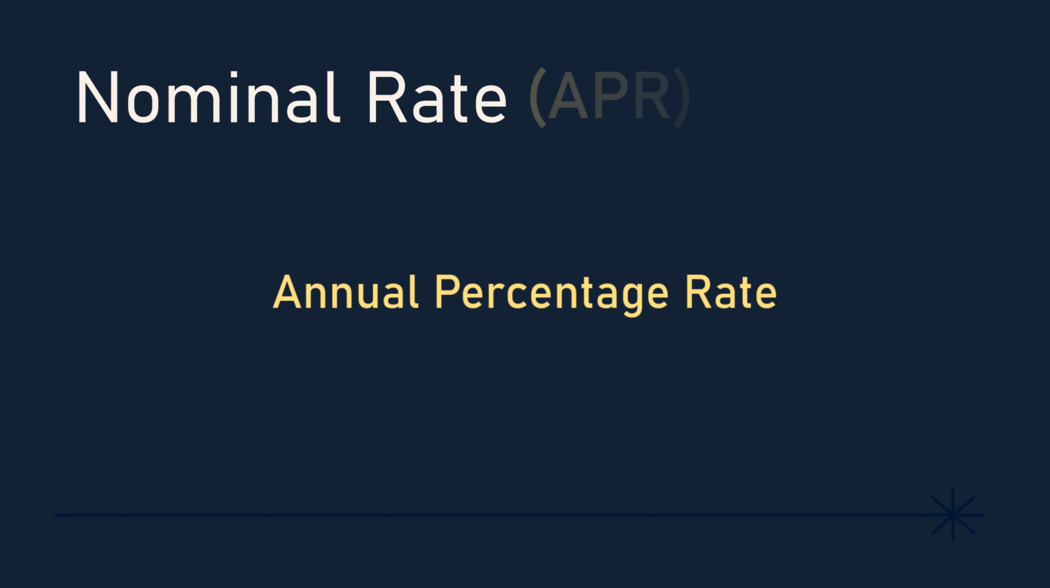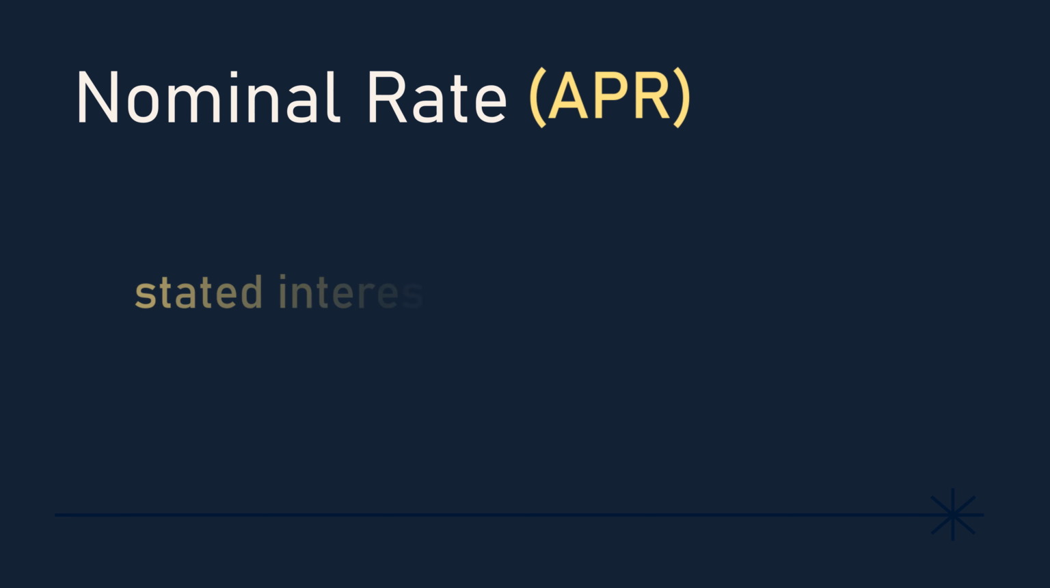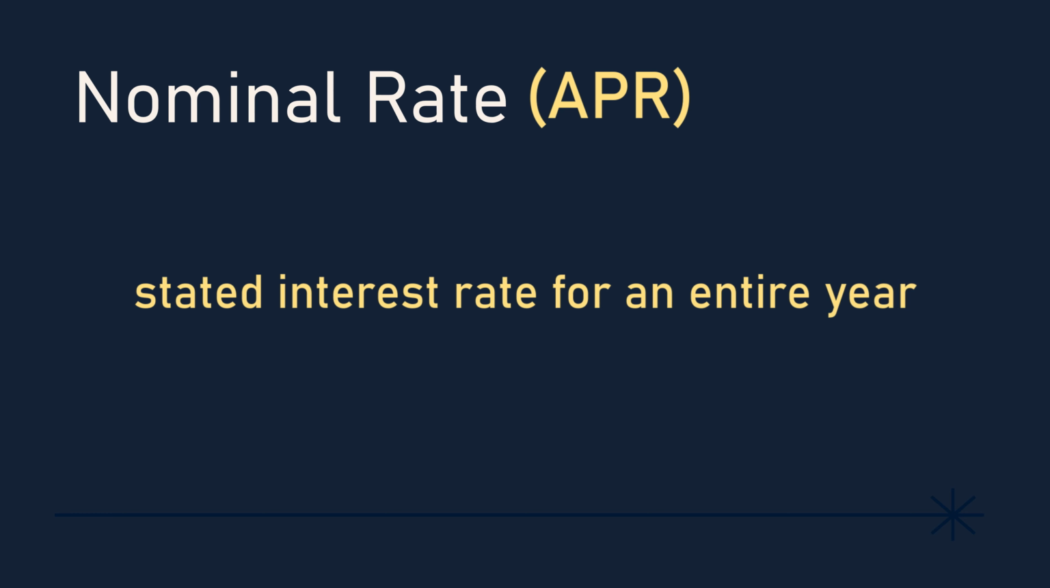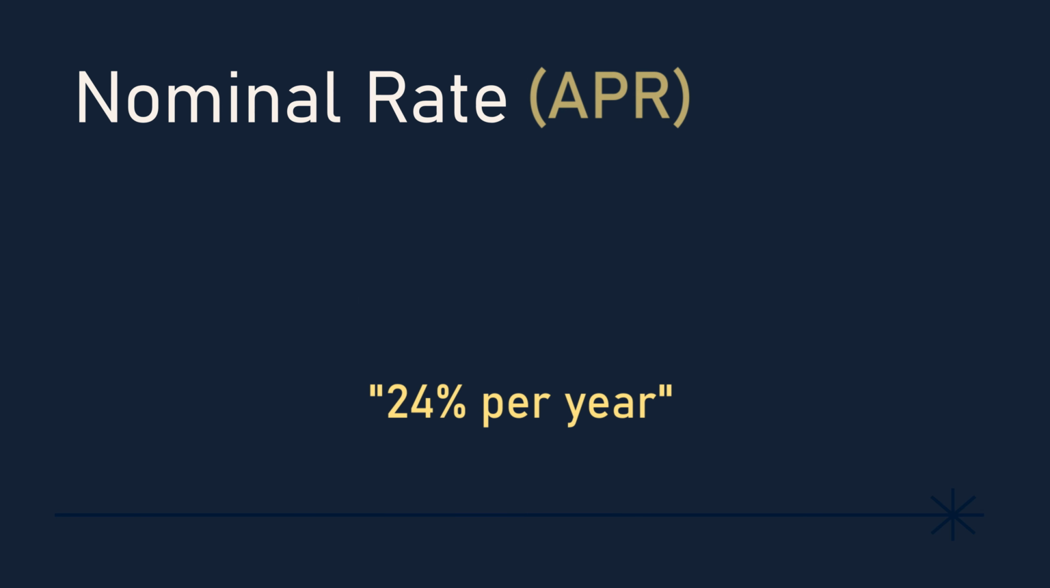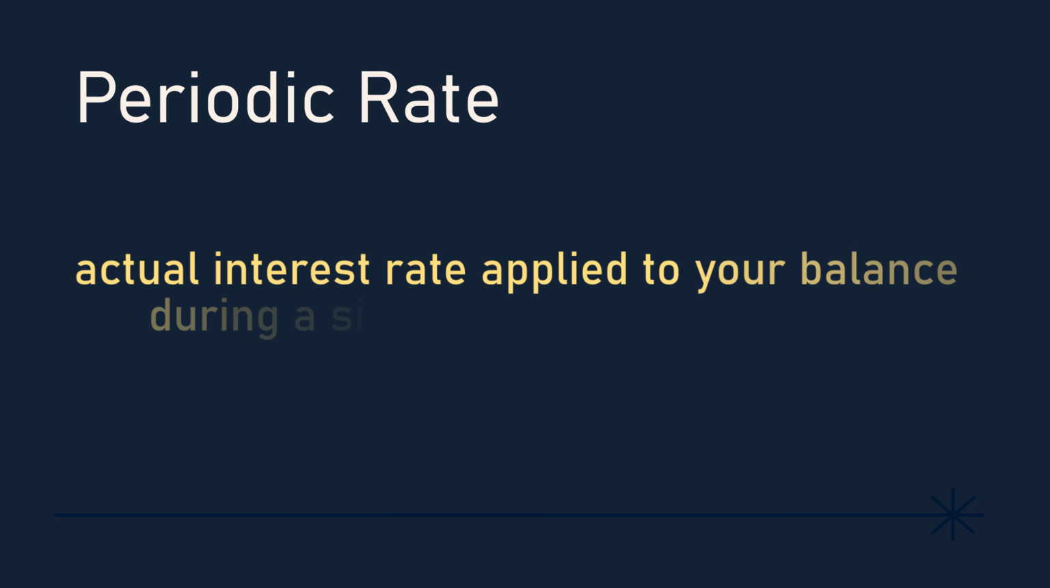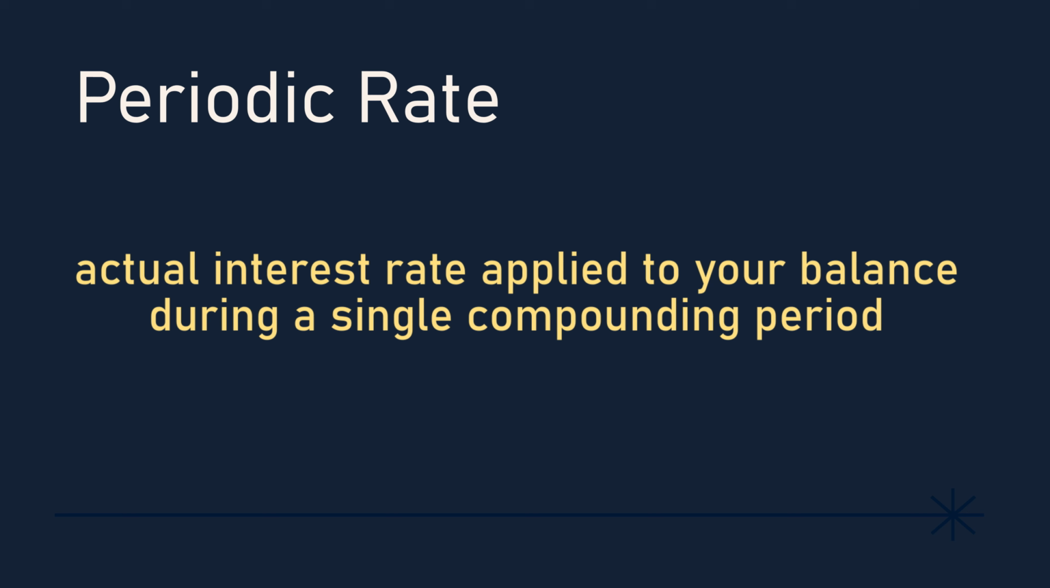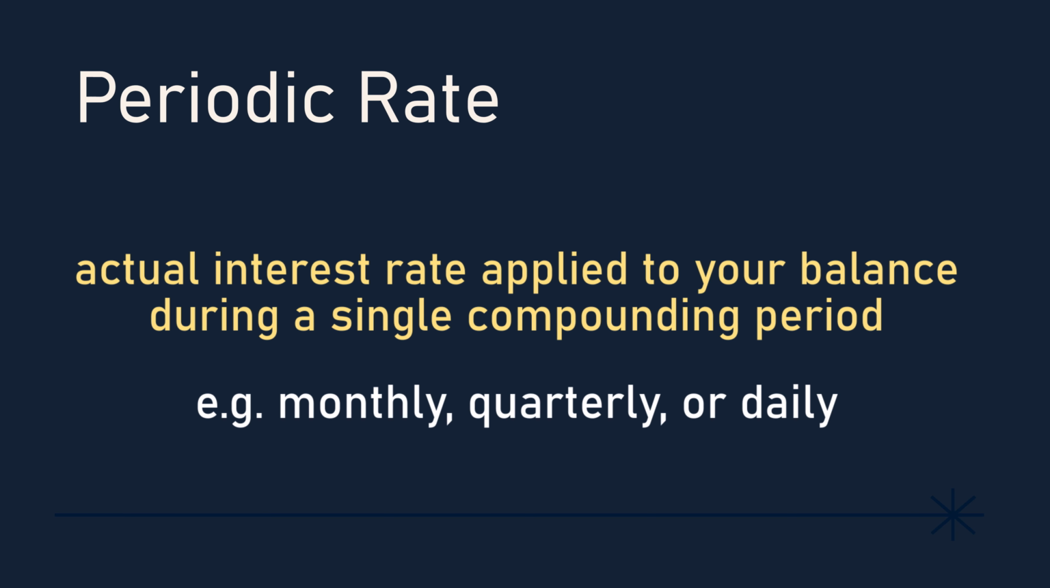The nominal rate, also commonly known as the annual percentage rate or APR, is the stated interest rate for an entire year. This is the big bold number you see advertised by banks, like 24% per year. On the other hand, the periodic rate is the actual interest rate applied to your balance during a single compounding period, like monthly, quarterly, or even daily.